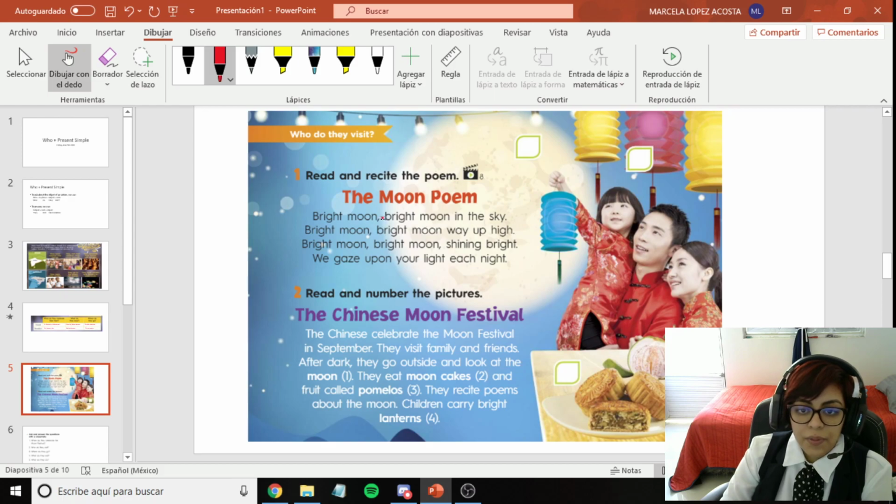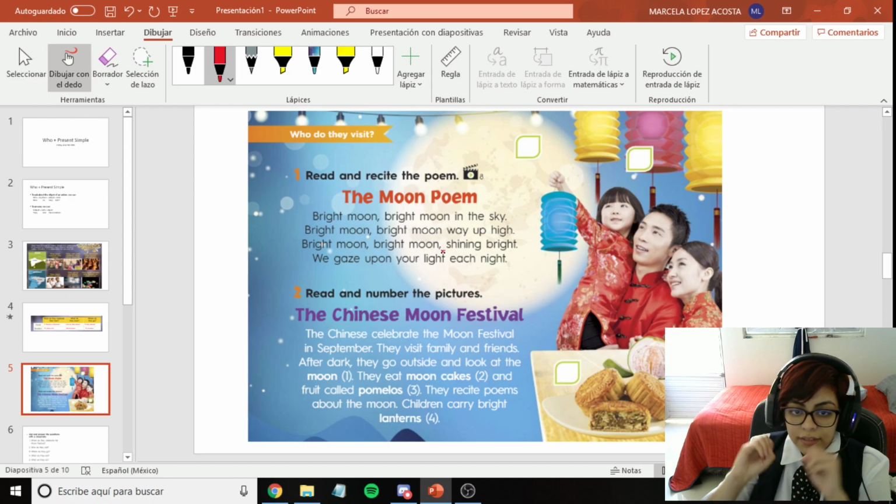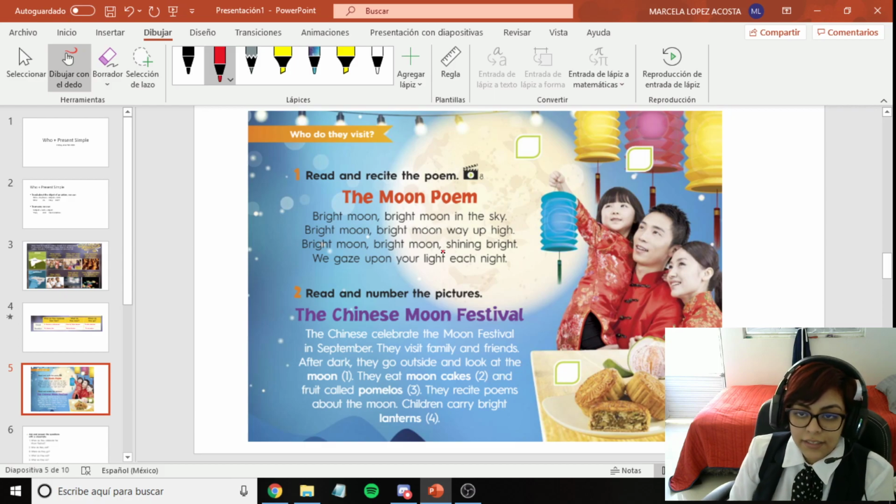Bright moon in the sky. Bright moon way up high. Bright moon shining bright. We gaze upon your light each night. Beautiful, isn't it? Now we have to read and number the pictures.